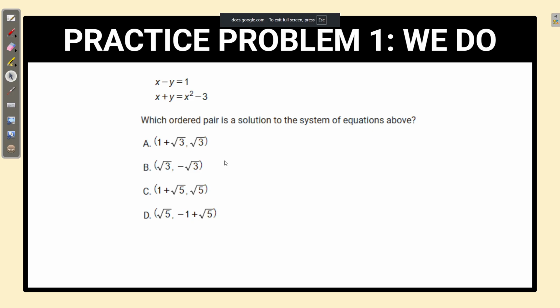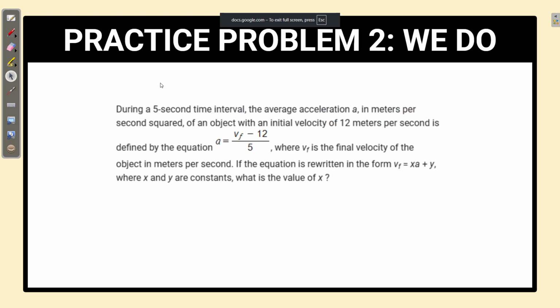Okay, last question, guys. During a 5-second time interval, the average acceleration in meters per second squared of an object with an initial velocity of 12 meters per second is defined by the equation a equals (vf minus 12) over 5, where vf is the final velocity of the object in meters per second. If the equation is rewritten in the form vf equals xa plus y, where x and y are constants, what is the value of x?